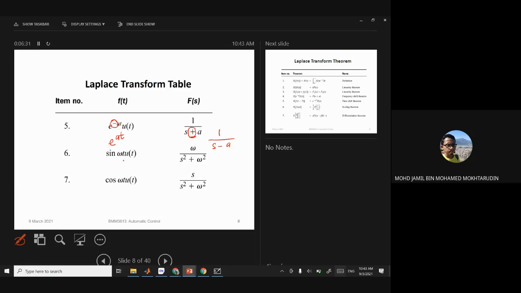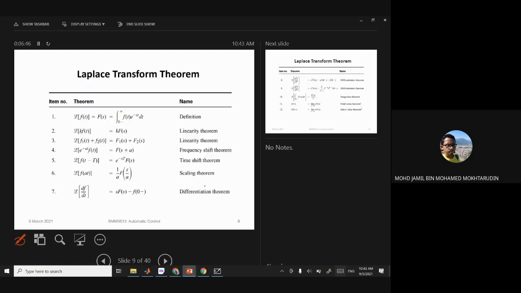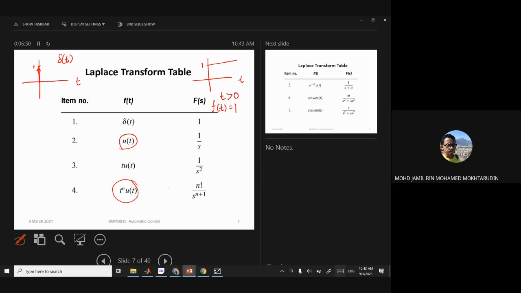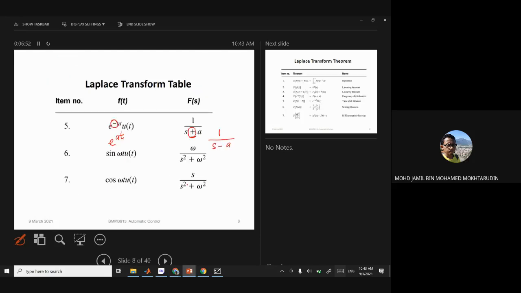Then if you have sine omega t, it becomes omega divided by s squared plus omega squared. Cosine omega t, you get s divided by s squared plus omega squared. Okay, so usually these functions will be given to you in the exam. There are a lot more, but they will not be asked.